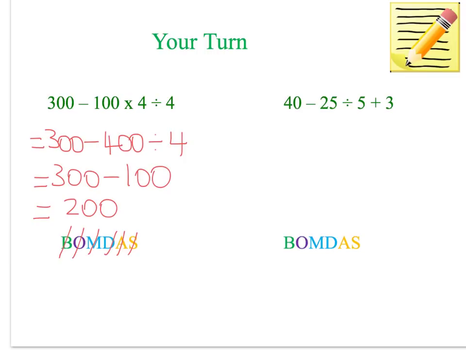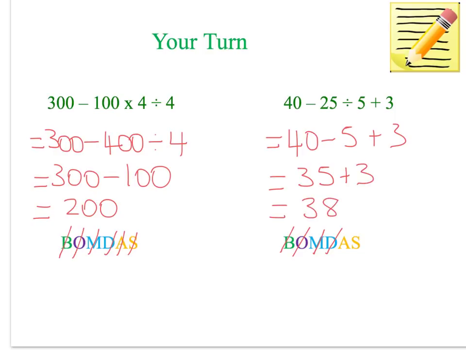The next one, there are no brackets or other. We have to do the division first. 40 minus, now 25 divided by 5 is 5, plus 3. Now we have to do the subtraction first because it comes before the addition when we're looking left to right. So 40 minus 5 is 35, plus 3, and then the answer is 38.